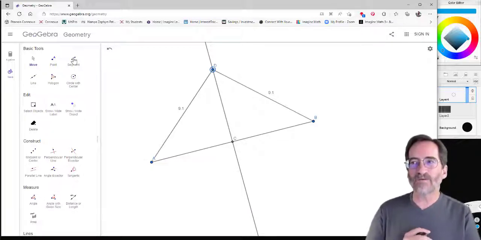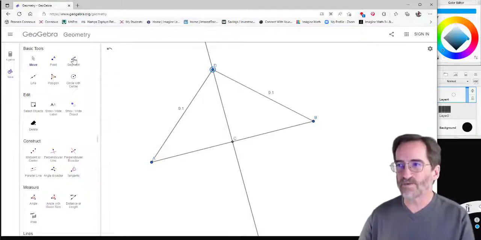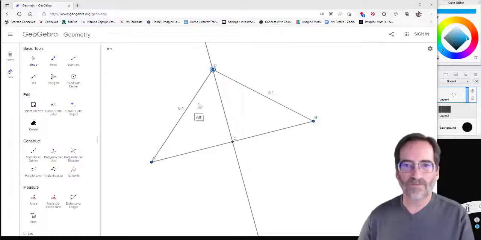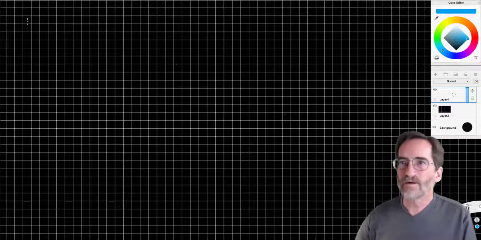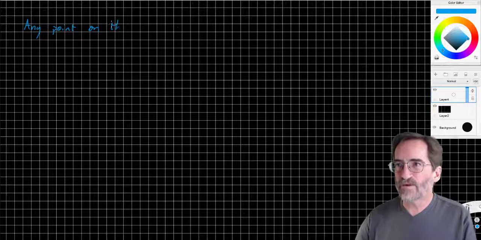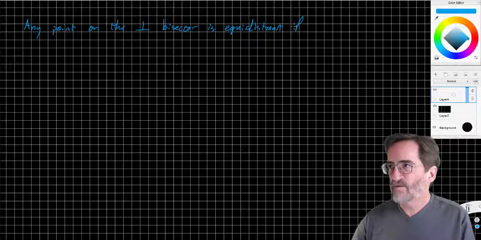The perpendicular bisector, the rule is any point on the perpendicular bisector is equidistant from the endpoints. Let's write that down. Okay, any point on the perpendicular bisector is equidistant from the endpoints.